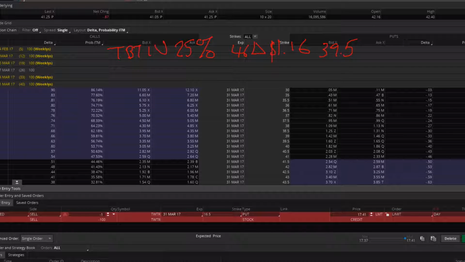So GDXJ is, let's see, GDXJ. Its implied volatility is about, let's just call it 45%. We have a 46 delta? We do. 46 delta. Put is selling for 228. 228. And that is the 41 strike. So now I know they're not exactly the same, but they're close.